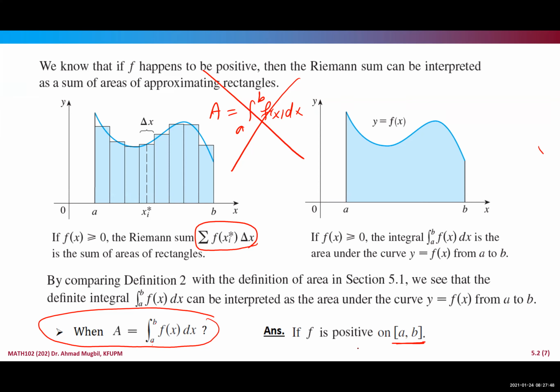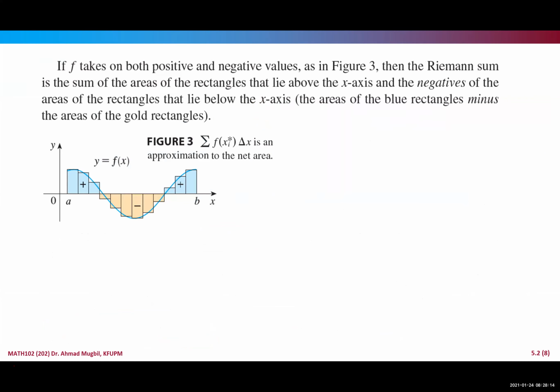Or if it is sometimes negative and sometimes positive, it doesn't have the same sign. Of course, if it is always negative, it is easy. If the function is always negative, then the area will be the absolute value of the integral. Just find the integral and take the absolute value. This is not difficult. The question is, what about if f takes both positive and negative values?